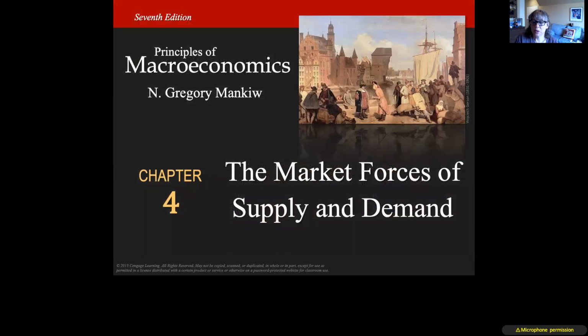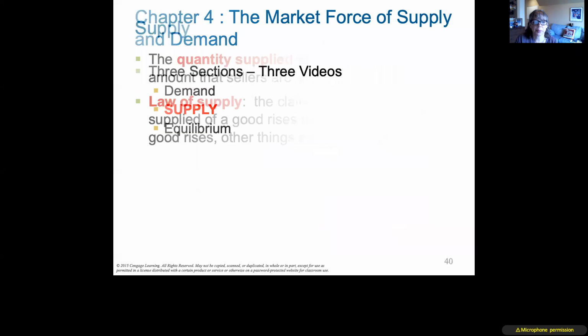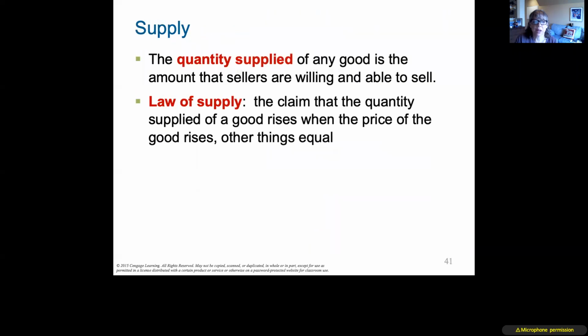So remember, we're on chapter 4, market forces of supply and demand. This is supply. We've already done demand, and then we'll do equilibrium as a separate video. So the quantity supplied of literally any good is the amount that the seller is willing and able to sell.